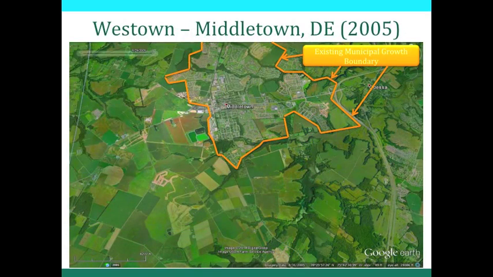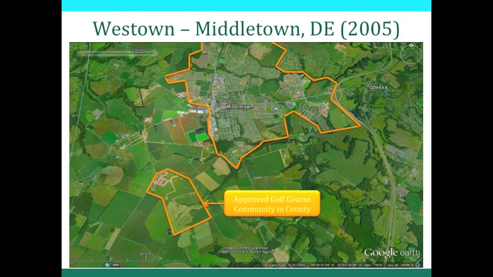In the late 1990s and early 2000s, Middletown, Delaware was growing very rapidly as part of the real estate development boom. In this period, most of the development activity was occurring to the west and north of the existing downtown, in the municipal boundaries highlighted here in orange. In addition, there was a proposed golf course community south of Middletown and outside of the municipal boundary that was approved by New Castle County, also highlighted here in orange.